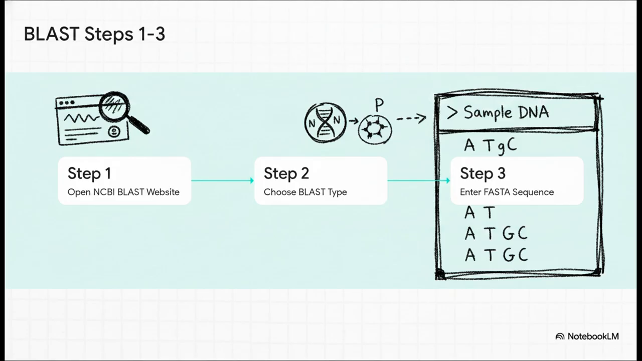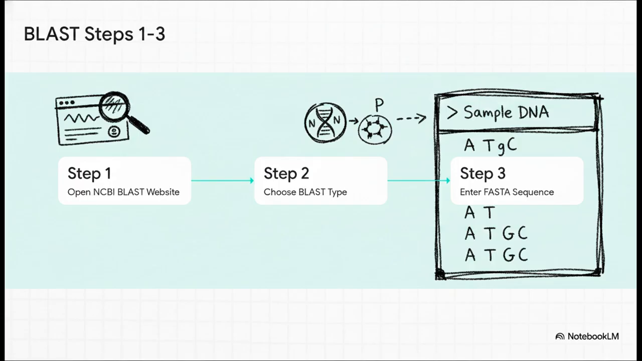Let's say we have DNA, okay? So we'll select BLAST-N. Now, step 3 is absolutely crucial. You paste your sequence using the FASTA format. Remember that mysterious clue from earlier? That greater than symbol followed by a title with the actual sequence right on the next line? That's FASTA format. It's the standard, super clean way to package your genetic clues so the system knows exactly what it's looking at.